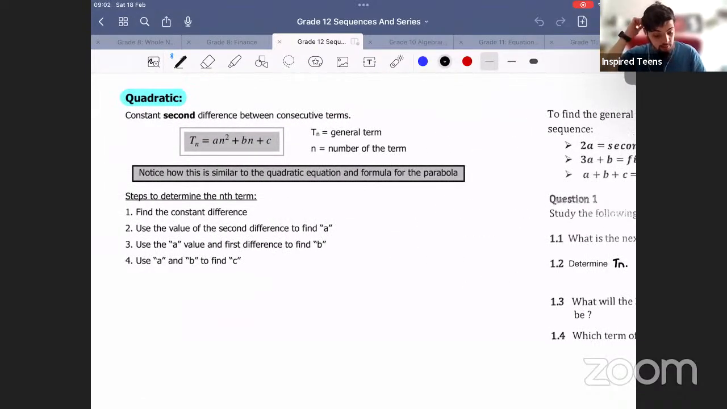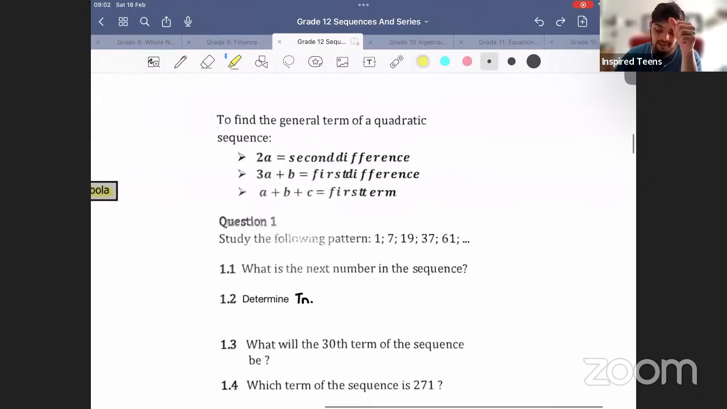So quadratic sequences have a constant second difference between consecutive terms. Again, Tn is the general term and n is the number of terms. Notice how similar this quadratic equation and the formula of a parabola is. That's really important, guys, to note. For some more difficult questions, you need to note that this equation is the same as the parabola graph. So before we get there, let's discuss this.